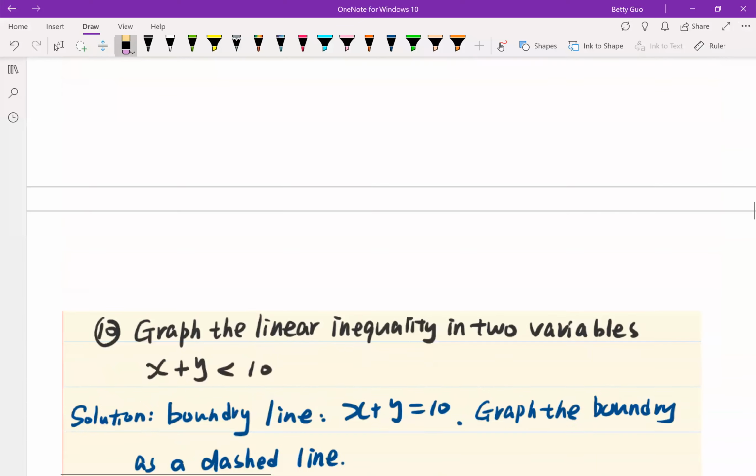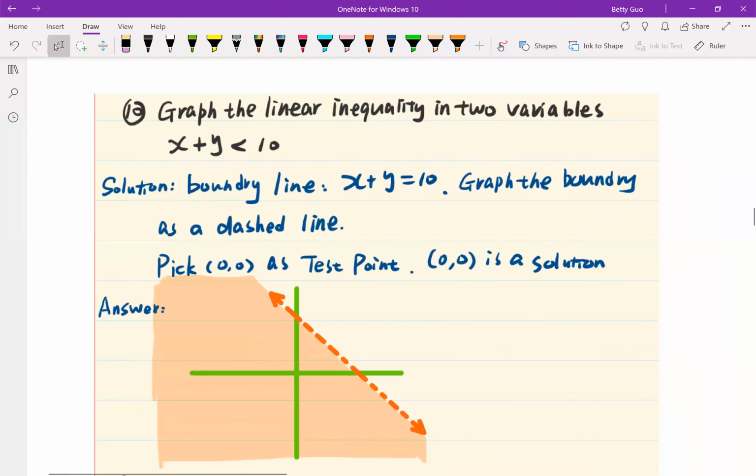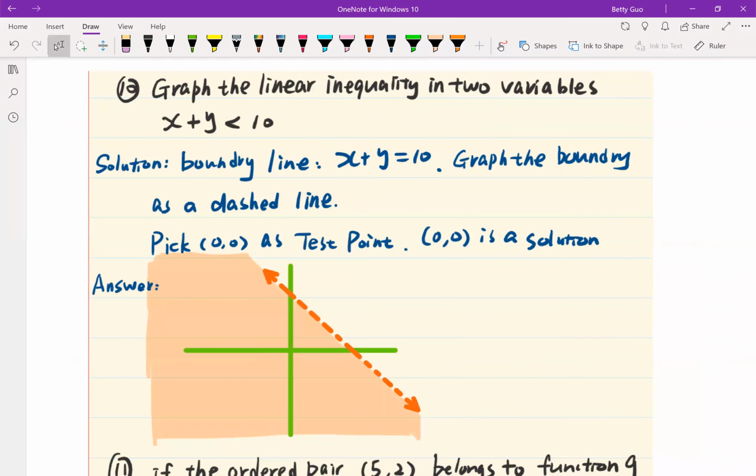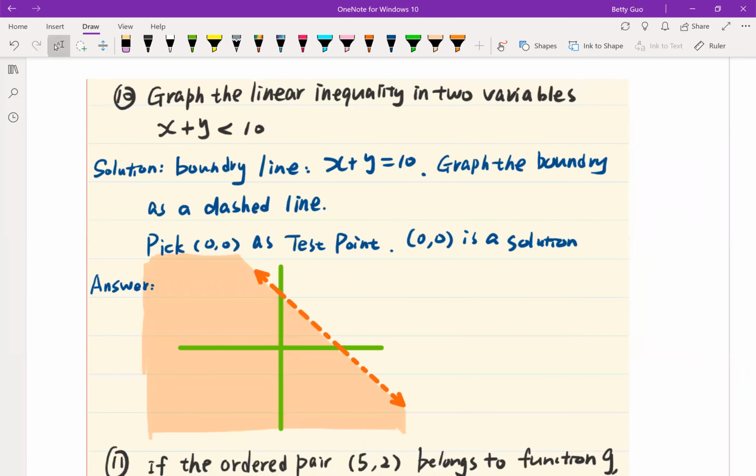Number 10, graph the linear inequality in 2 variables. Well, this is a long process. We're going to just talk about the most important thing, the two-step procedure. So this problem has a two-step procedure.